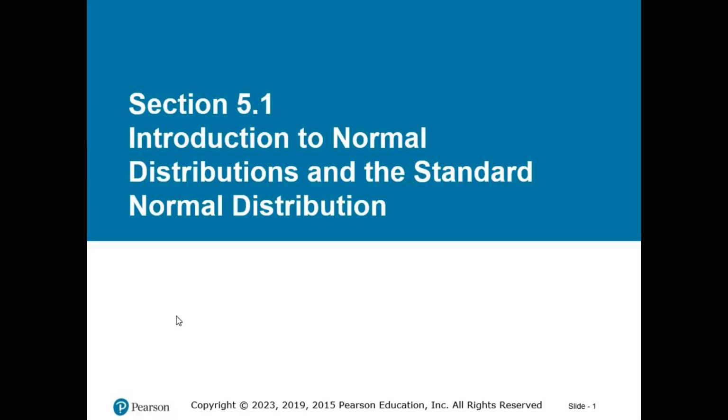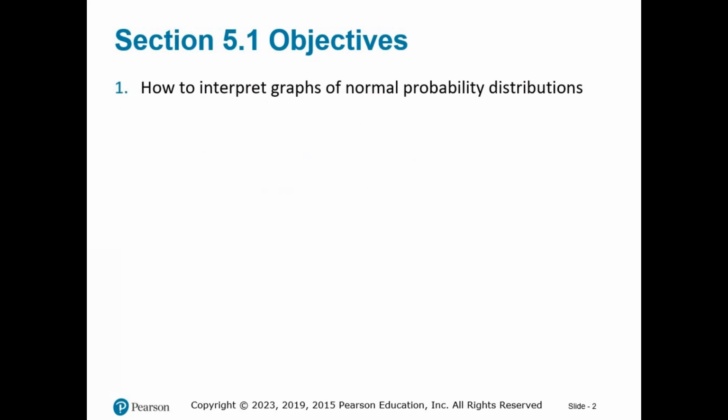Okay, let's dive in. Welcome to the lecture video for Chapter 5, Section 1. This section focuses on learning how to read a normal distribution. Our objectives for today will be to identify a normal probability distribution and to be able to find areas under the standard normal curve.